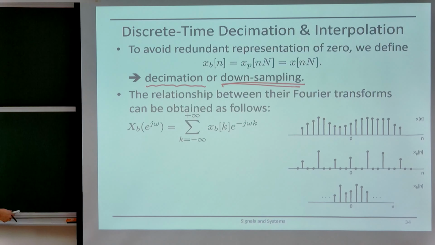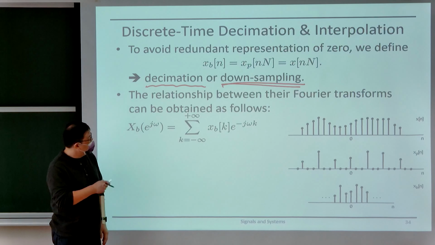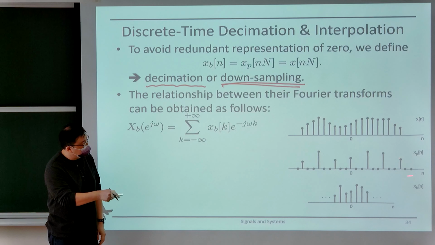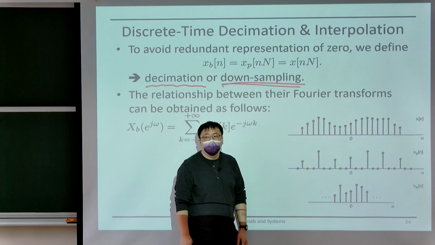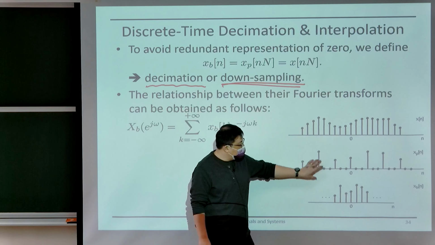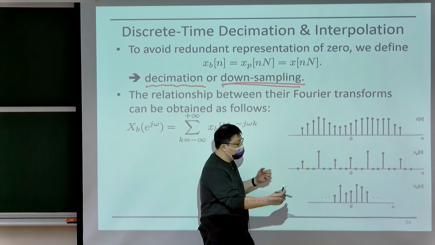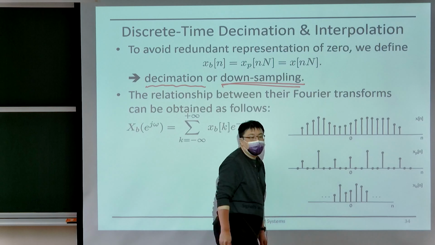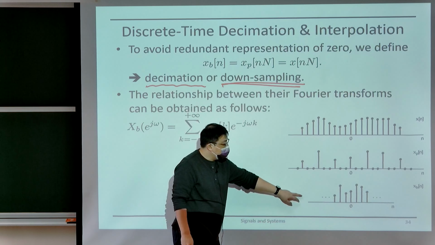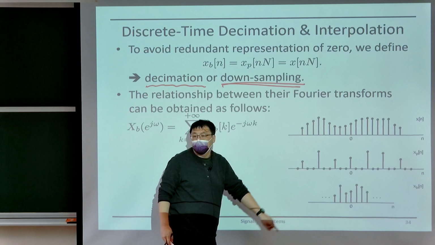So intuitively, what would be the relation between the spectrum of this and the spectrum of this? Intuitively, you could probably already imagine, because if you compare these two, right? Yes, you're compressing the time domain signal, right? You're compressing the time domain signal, right? So in the frequency domain, the spectrum of this should be stretched compared to the spectrum of this, right?